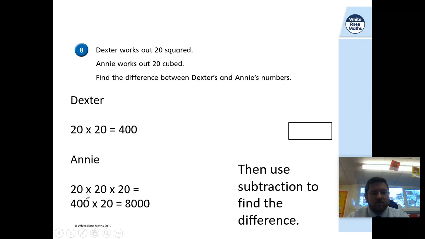For Annie, it's 20 times 20 times 20 because she's cubed the number. Well, 20 times 20 is 400. We know that already. Multiply by 20 again. 400 times 2 will be 800. Add your extra 0, and you've got 8,000. You then use subtraction to find the difference.